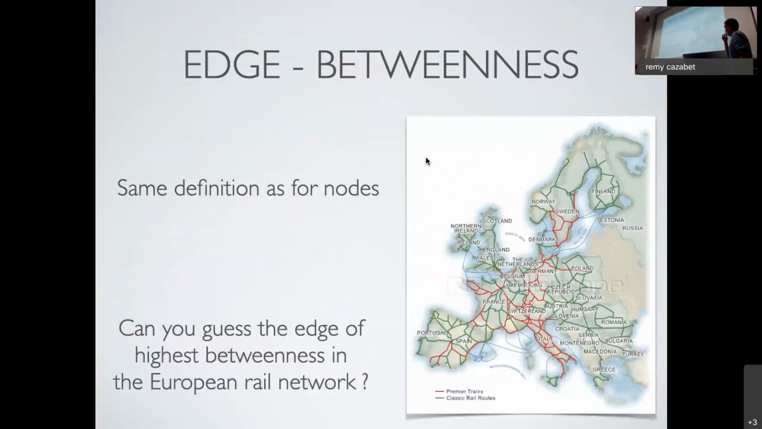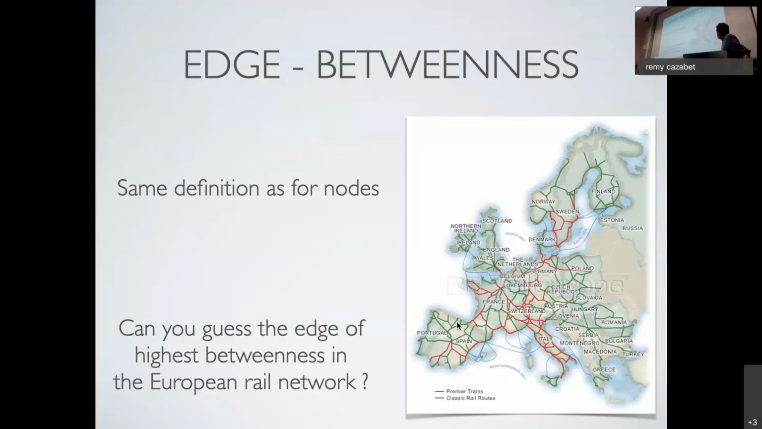So a little game. There is the edge betweenness also, which is computed exactly the same way. You count the shortest paths, and you count how many of them are going through a particular edge. So, little game, can you guess on this rail network what is the edge of largest betweenness? Do you have an idea?